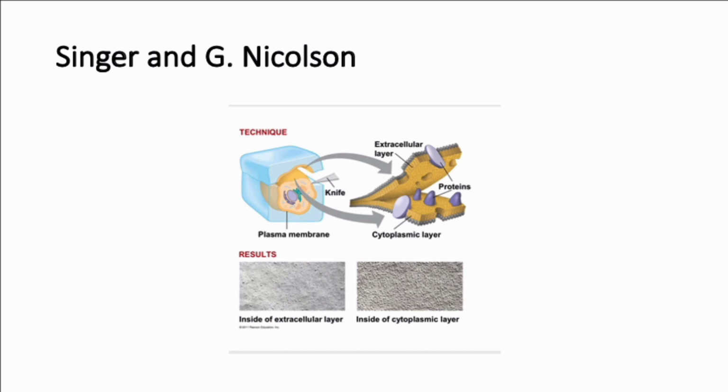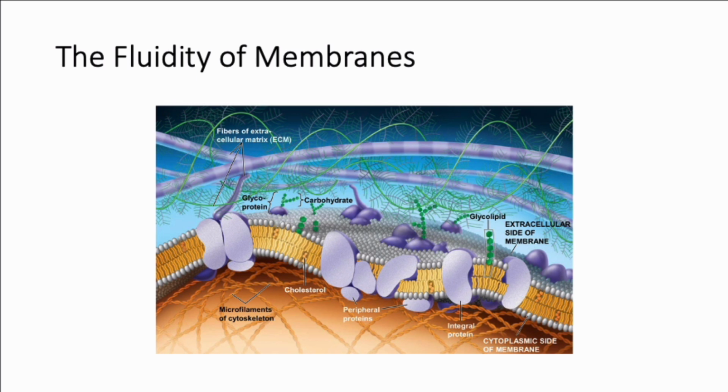So in 1972, S.J. Singer and his partner G. Nicolson proposed that the membrane is a mosaic of proteins that you find within this bilayer. They said that the hydrophilic regions were exposed to water. That's what they came up with. And Singer and Nicolson ended up doing this freeze fracture study, so that's who's credited for that.